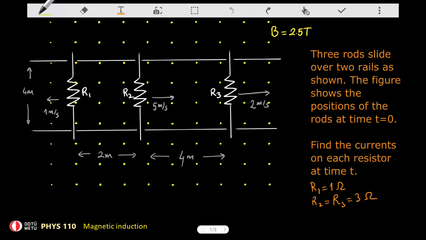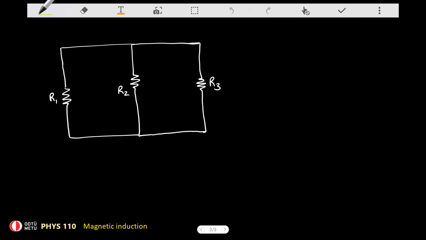So let's start with the final stage of the calculation, finding the current. If you want to find the currents in this circuit, it's just like a usual DC problem. What do we need to do? There's a circuit with three resistors, but two loops.